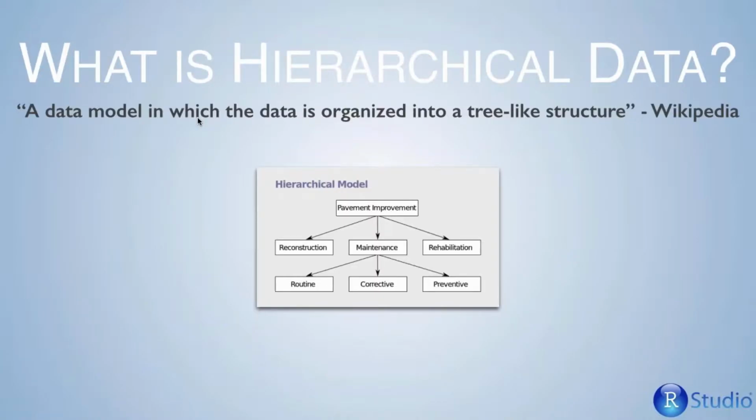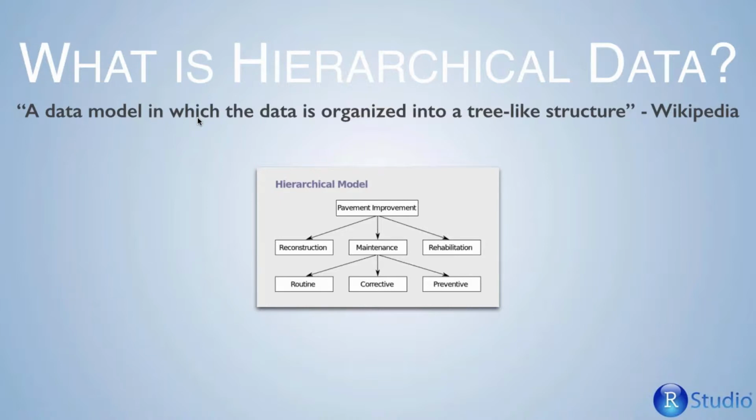So just a quick review of what is hierarchical data. If you look at Wikipedia, it would say something like this: a data model in which the data is organized into a tree-like structure. In this particular representation that we have on this slide, you can look at it as an inverted tree, right? Where there's a model, and that model starts with a root, which has this label called pavement improvements, and each of the different branches has a different data value.